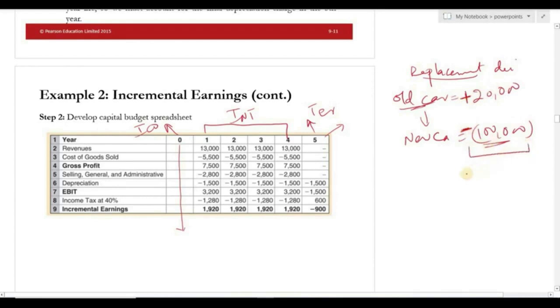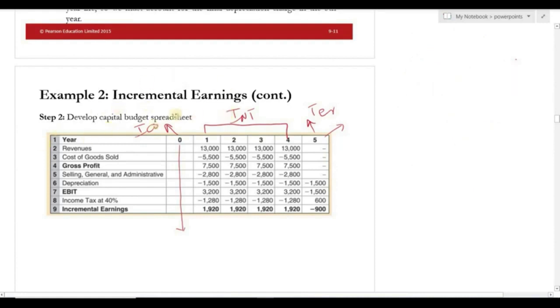100,000. So what is the total net outflow? That is 80,000, right? So that is why at the start, at time 0, when it is a replacement decision, we have some inflows and some outflows. Okay, so I will tell you some adjustment. That's a simple question.